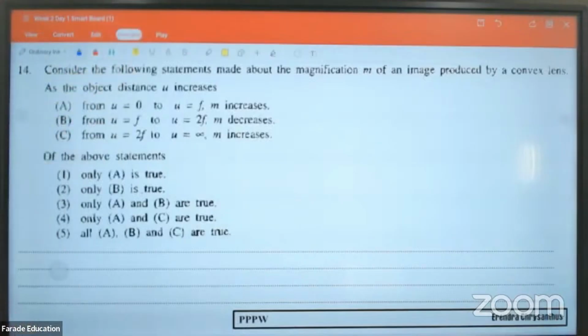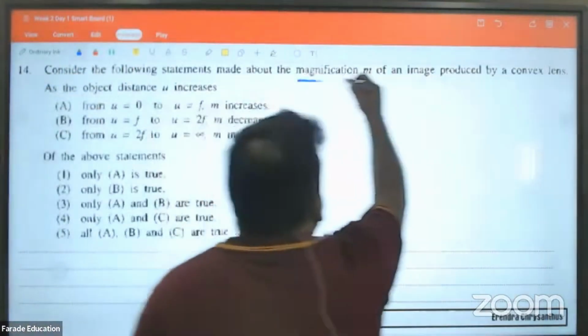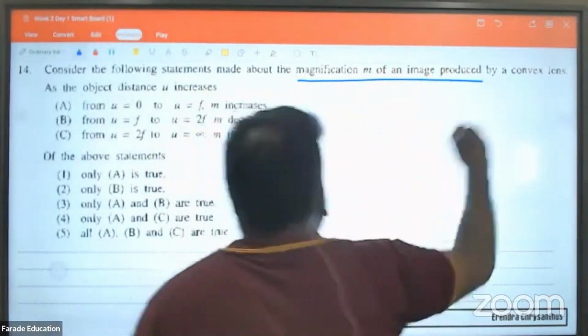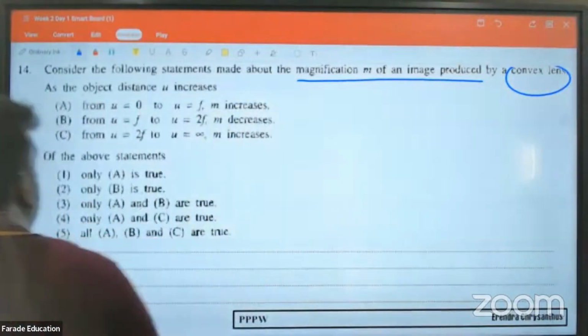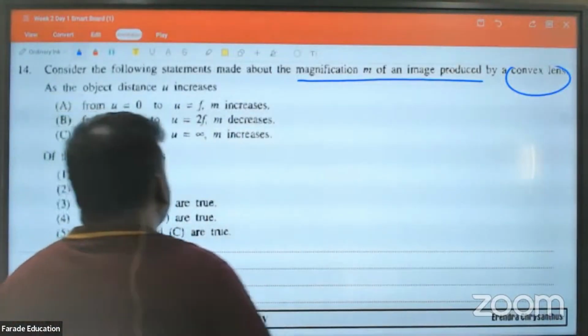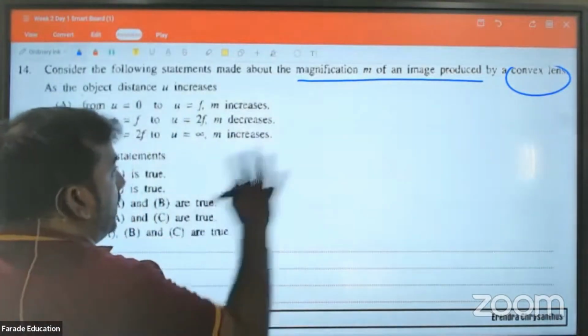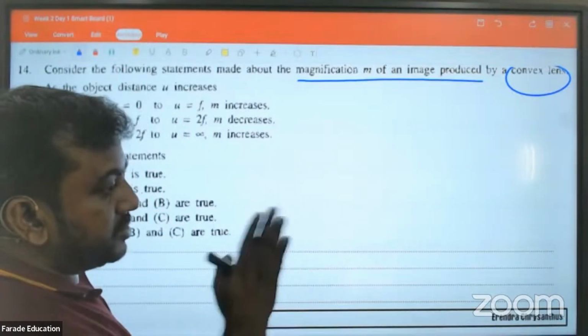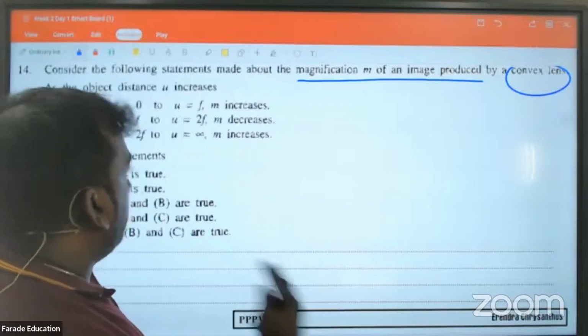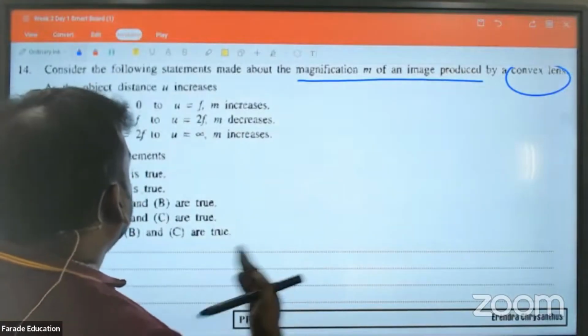Consider the following statements made regarding the magnification of an image produced by a convex lens. Now remember, magnification has two forms. One is for a virtual image, and one is for a real image.